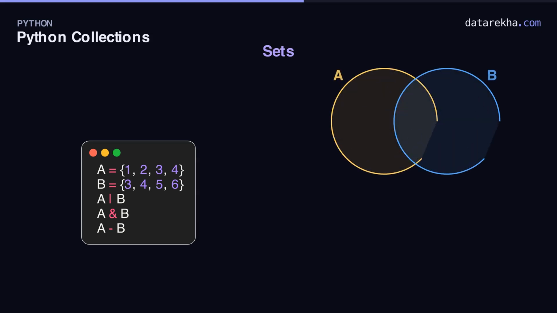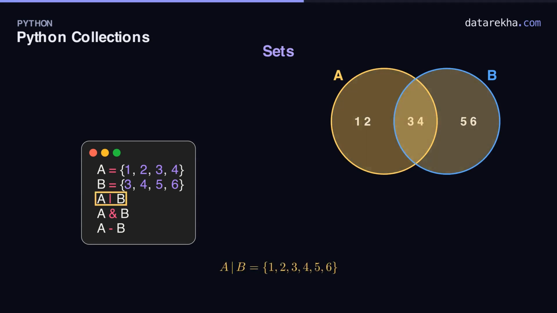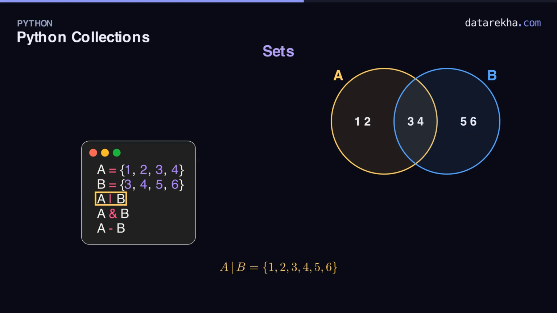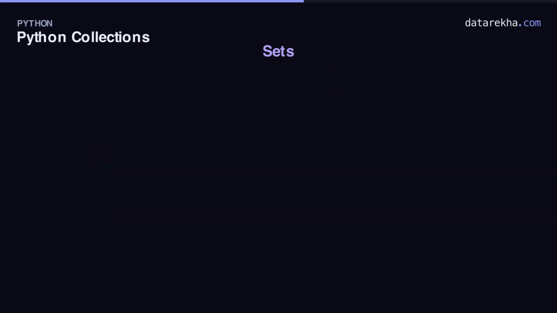combine them. Picture set A and set B as two overlapping circles. 1 and 2 live only in A, 5 and 6 only in B, and 3 and 4 sit in the shared middle. Union, the vertical bar, is everything in either circle, 1 through 6. Intersection, the ampersand, is only the overlap, 3 and 4. And difference, the minus, is what is in A but not B, just 1 and 2.